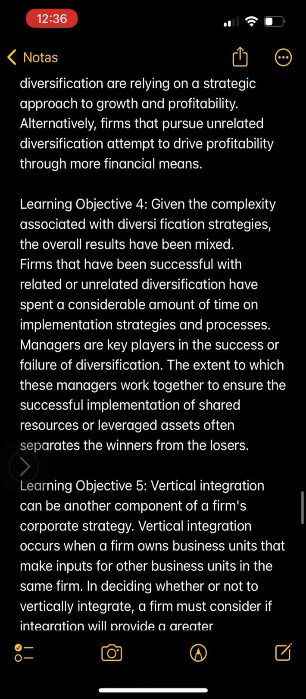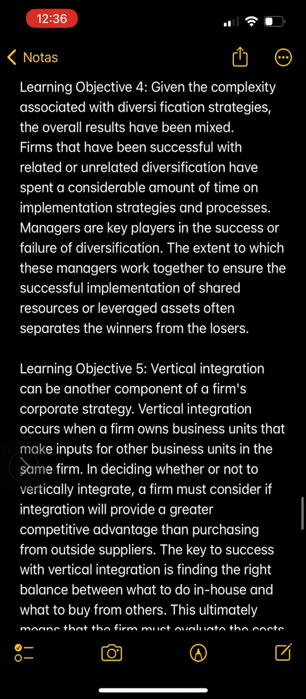Learning objective 4. Given the complexity associated with diversification strategies, the overall results have been mixed. Firms that have been successful with related or unrelated diversification have spent a considerable amount of time on implementation strategies and processes. Managers are key players in the success or failure of diversification. The extent to which these managers work together to ensure the successful implementation of shared resources or leveraged assets often separates the winners from the losers.